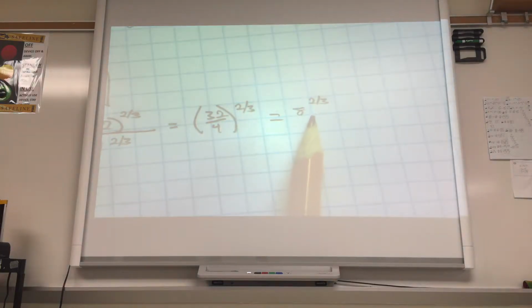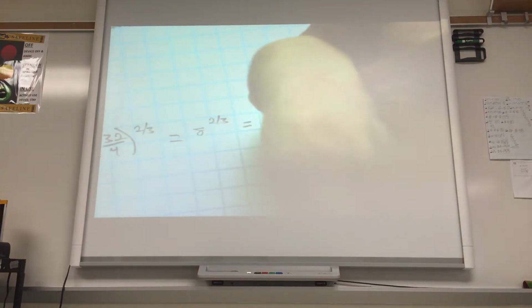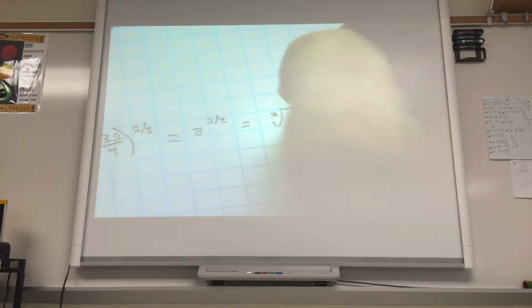Now, in most cases, you'd be done here, but the point is that 8 to the 2/3 is actually the same thing, and we learned this in a previous lesson, as the third root of 8 squared.